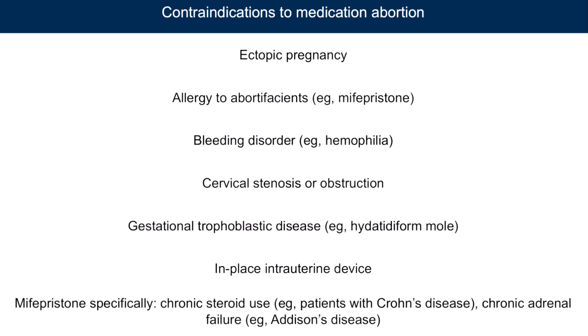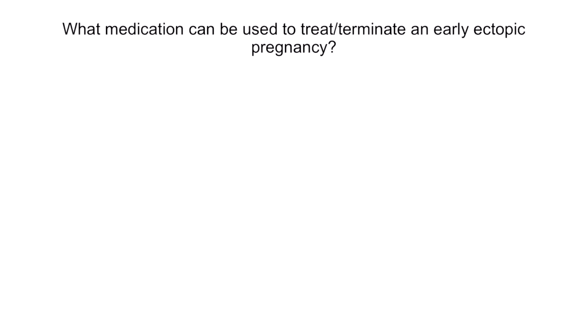And that makes sense, because if they're on those drugs or they're not producing enough cortisol, then that's already dangerous. And then you add this medication, mifepristone, that blocks the receptor of cortisol as well. So that can really put the patient in a dangerous situation. So now let's do a quick question. What medication can be used to treat or terminate an early ectopic pregnancy? The correct answer is methotrexate.